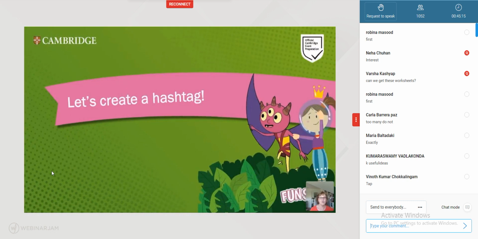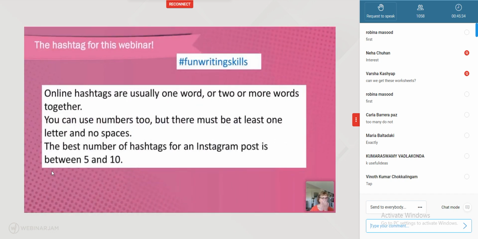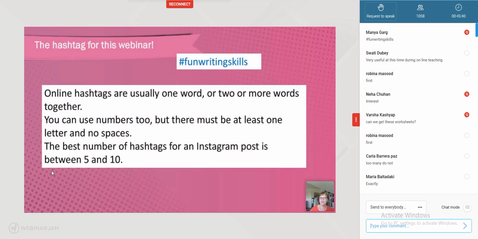Right, so I'm zooming ahead here. This is not in any of the Fun Skills books, okay, but I thought, if they're going to write a profile, another very useful thing, in my opinion, is to know how do you create a hashtag. So hashtags, they're usually one word or two or more words together. You can use numbers, but there must be at least one letter and no spaces. And the best number is between 5 and 10 hashtags for an Instagram post.